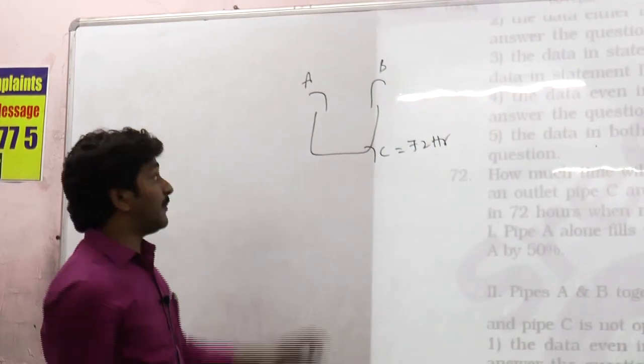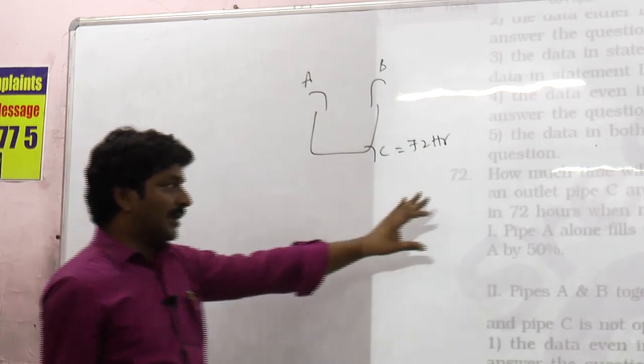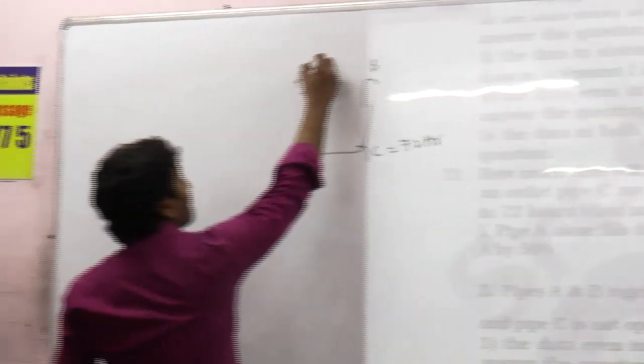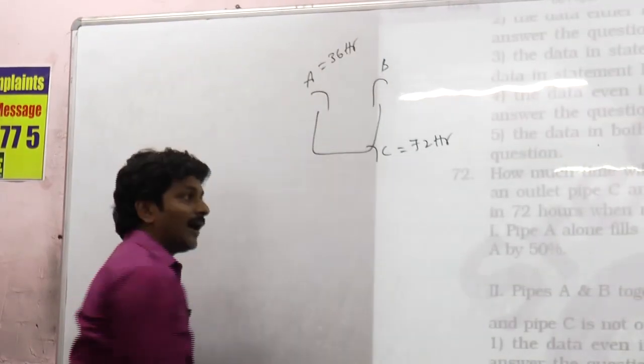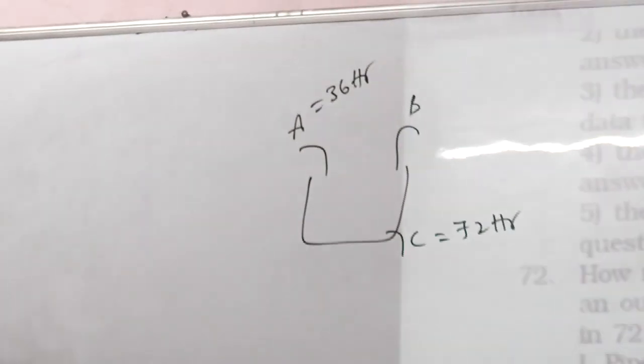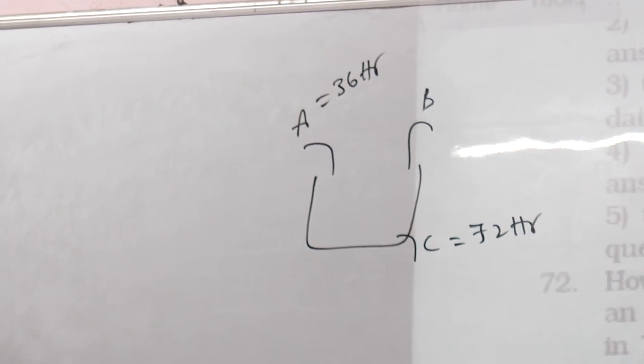So you need to know information about inlet pipes A and B. First one, pipe A alone fills the tank in 36 hours and pipe B fills the tank faster than pipe A by 50%.